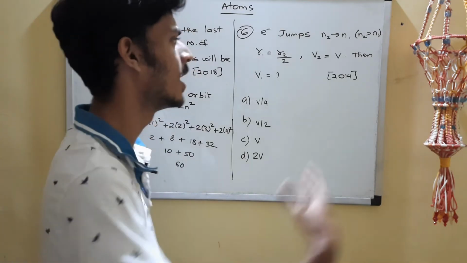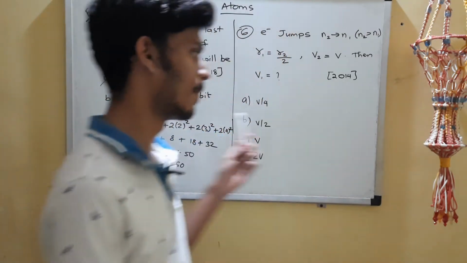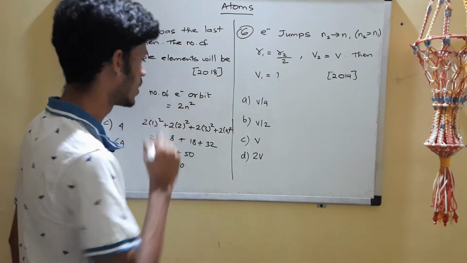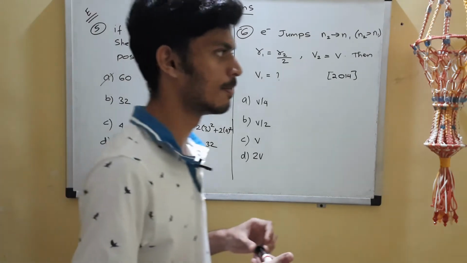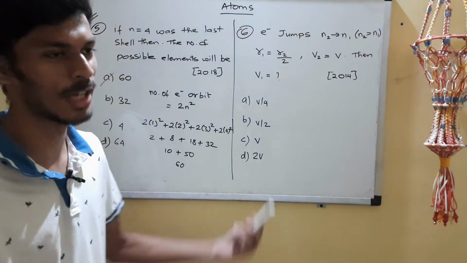Of course you can go by the long way of jotting down all the orbits, or you can remember this formula. It's a very helpful formula. The number of electrons in a particular orbit is basically given by 2n square. This is also something you learn in chemistry, but who cares about chemistry?